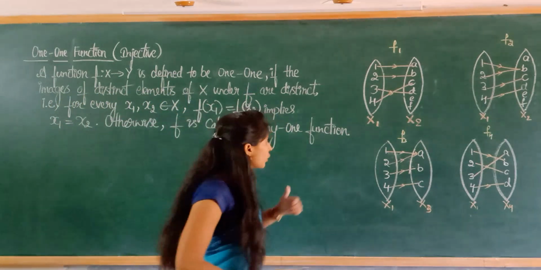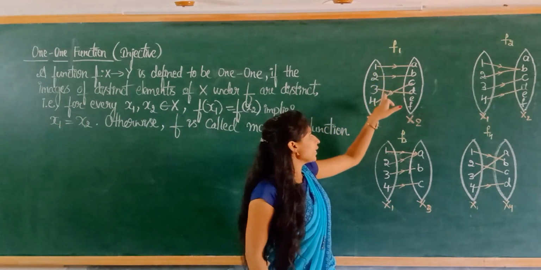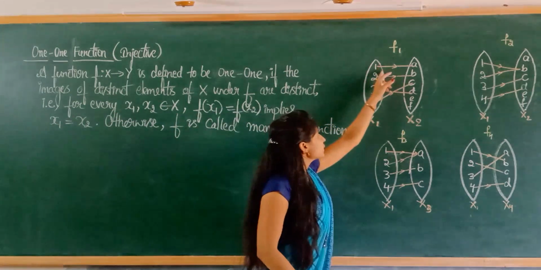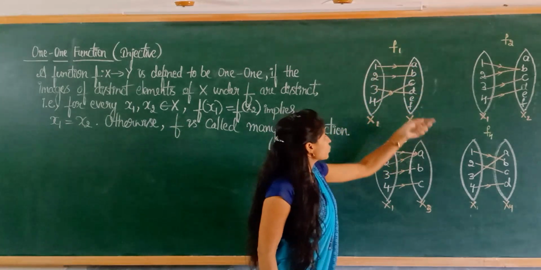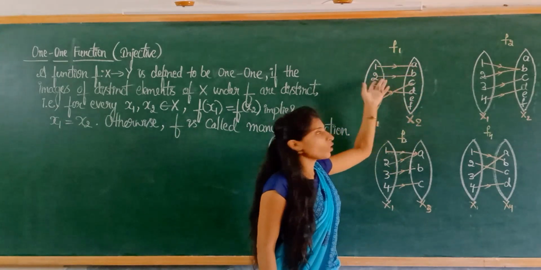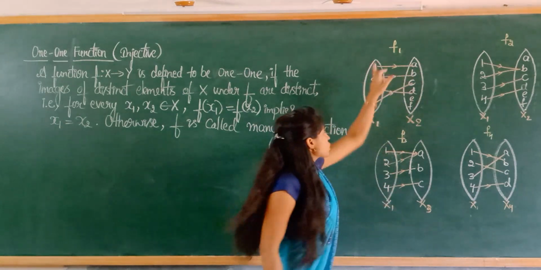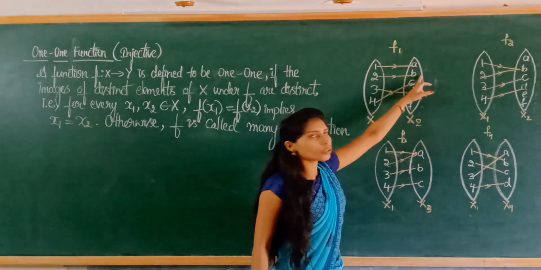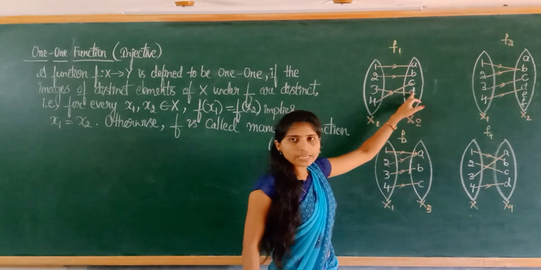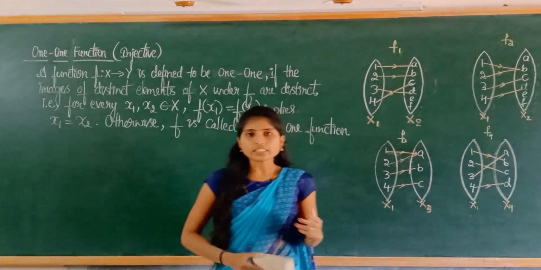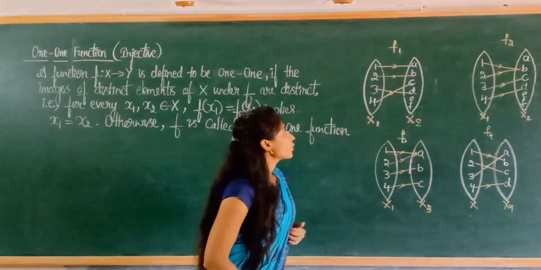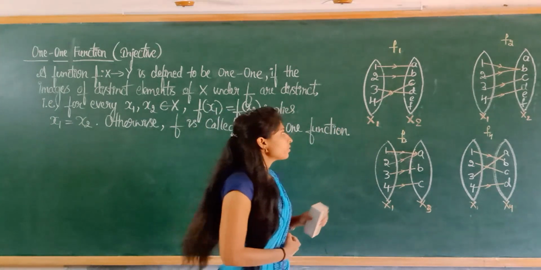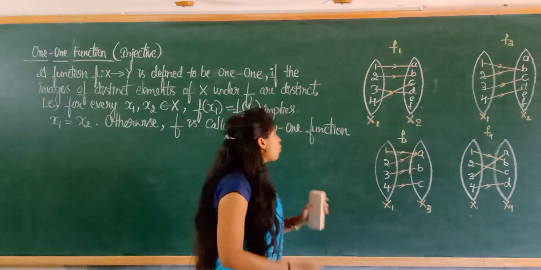Each element of X1 has some unique or different image in X2. See here, 1 is related to A, and no other element is related to A, right? So 1 is related to A, 2 is related to B, 3 is related to D, and 4 is related to C. Each element of set A has a different or unique image in X2. Okay, this is a one-one function.